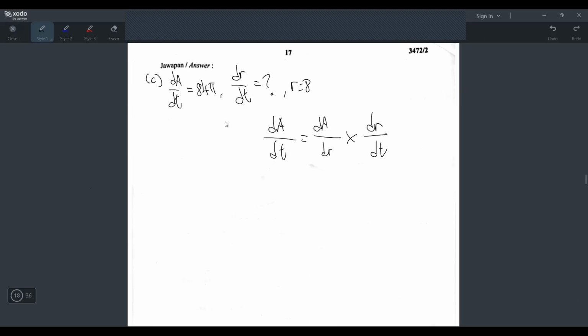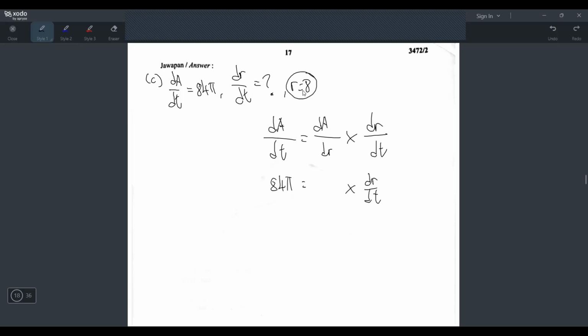Okay, dA dt kita sudah tahu 84 pi, so masuk saja. dA dr, okay, it's not mentioned here, but it's okay. But the dr dt is question mark. It means dr dt is what I want to find at the end. This is the final answer. So if I want to find this at the end, what I have to find now? Apa yang saya kena cari sekarang? Saya kena cari dA dr sekarang lah. Because if I have dA dr, then only I can find this at the end. So how to find dA dr?